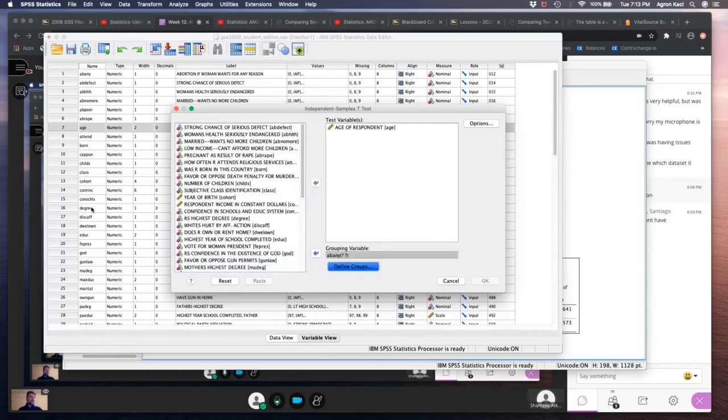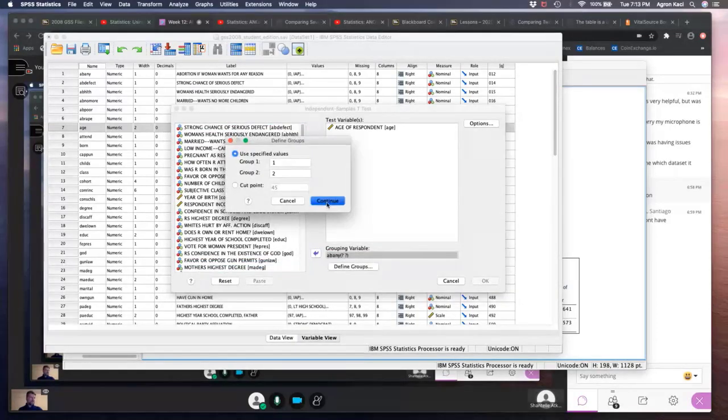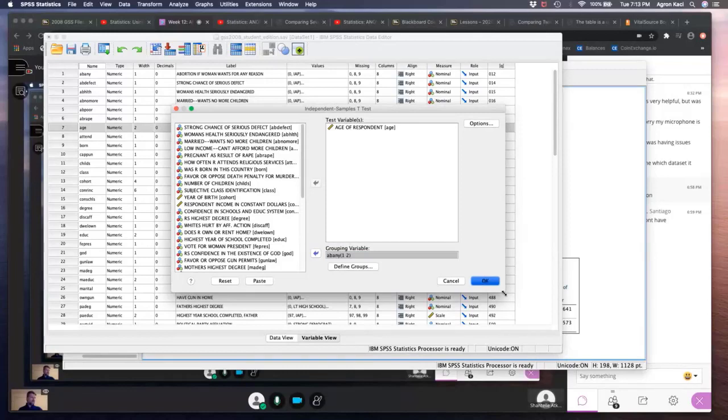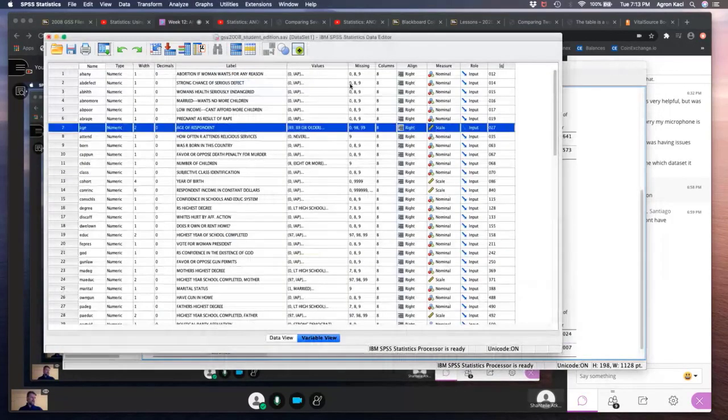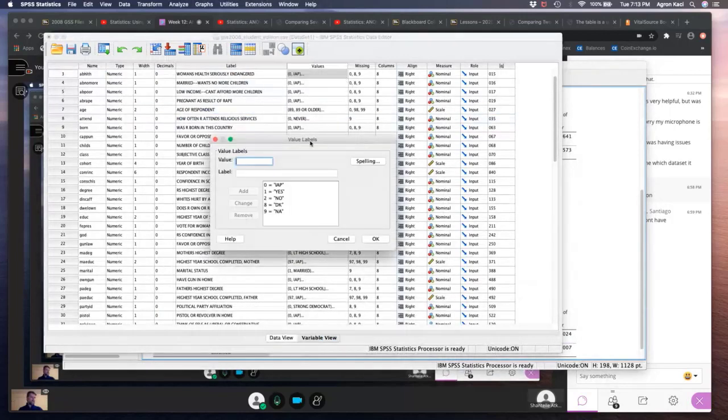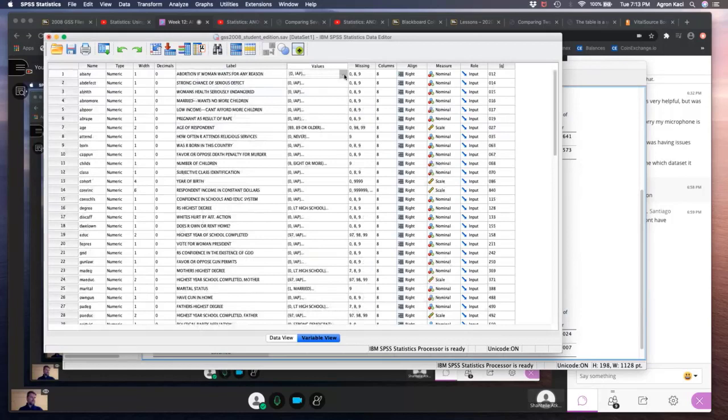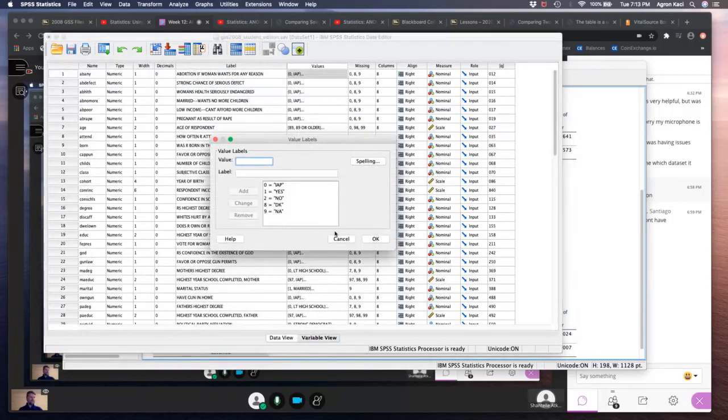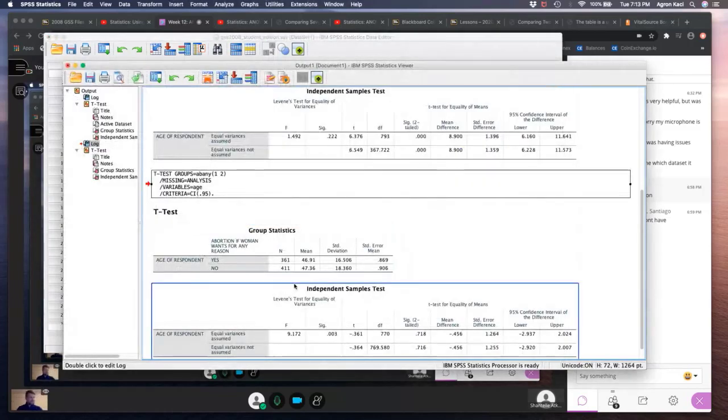Now I suspect that 1 and 2 is the same here. Continue, and I'm going to do OK. Ab any, yes, no. So 1, 2, yes, no. Good. Let's look at that.